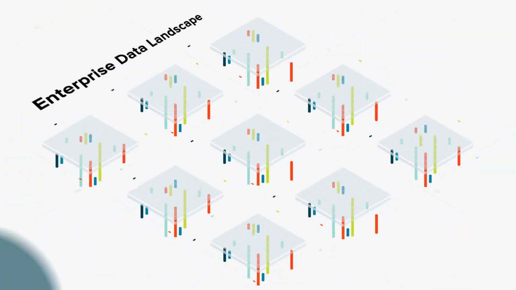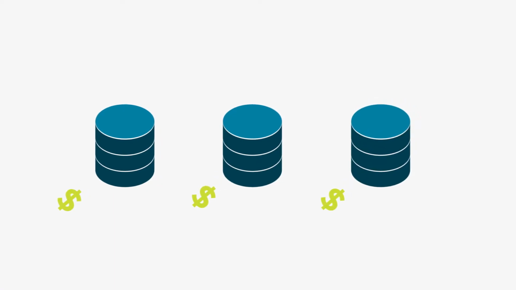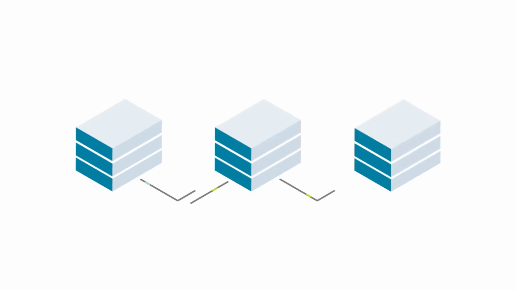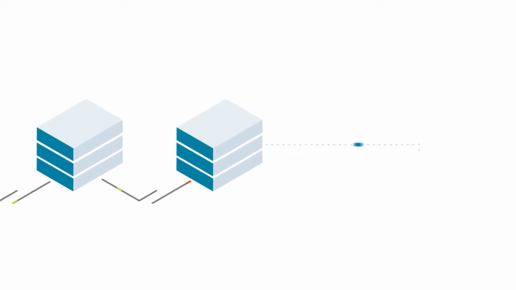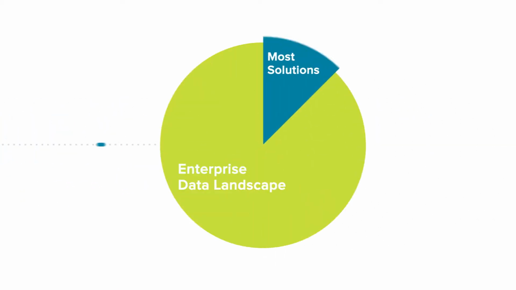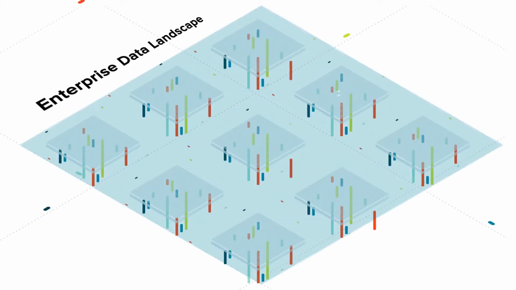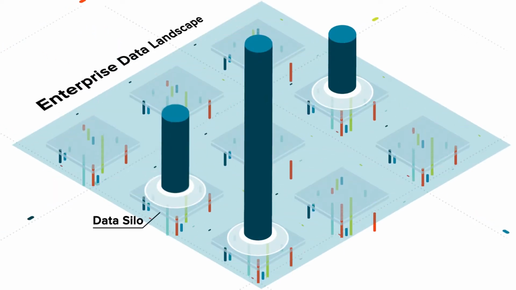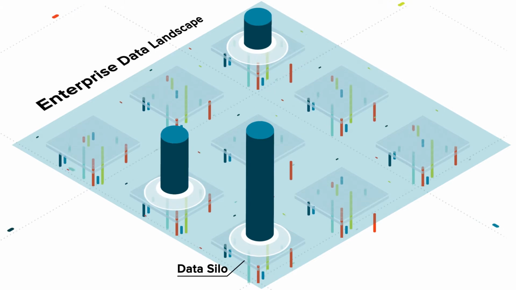Enterprise data comes in all types, velocities, sources, and locations. This data problem leads to copies of copies, expensive data warehouses, and incompatible data silos that don't talk to each other. Most solutions to this problem only work well for a slice of the enterprise data landscape. So how can enterprises efficiently unify data to get the insights required to make better business decisions?